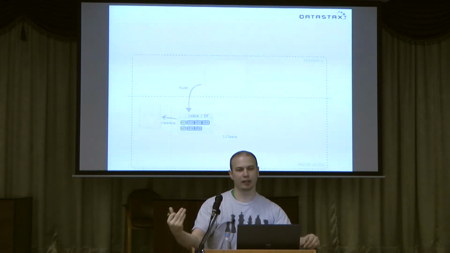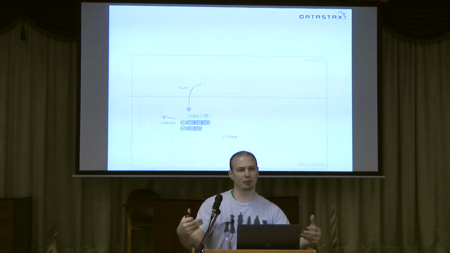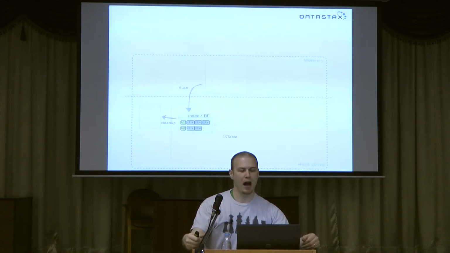disk. Sorting it by key allows me to perform efficient compactions later on. I'll be able to merge it with other SS tables without having to read the whole thing into memory. I can do it incrementally. So once I've flushed that to disk, I can now clean up or recycle the commit log segment because I've written it to disk now.